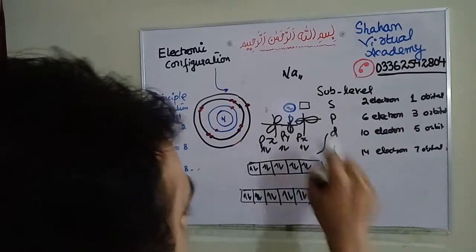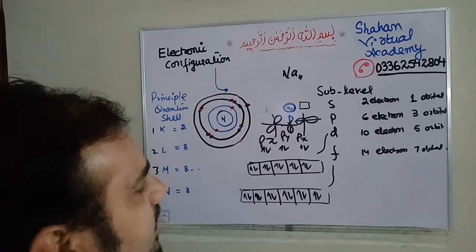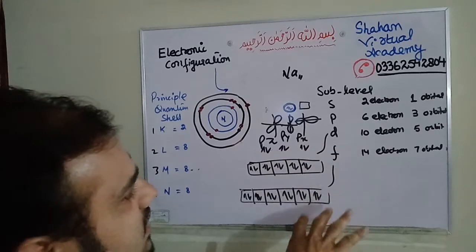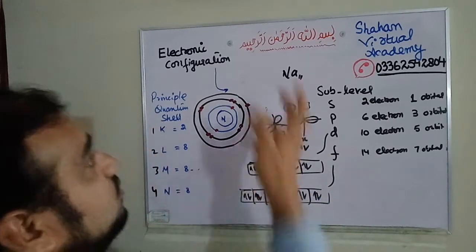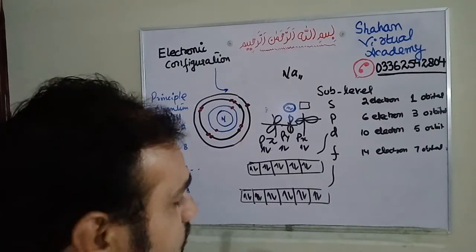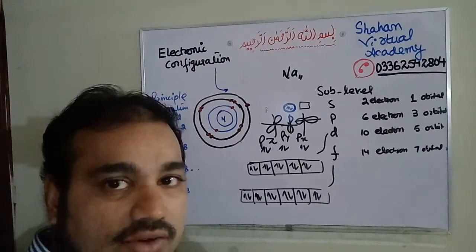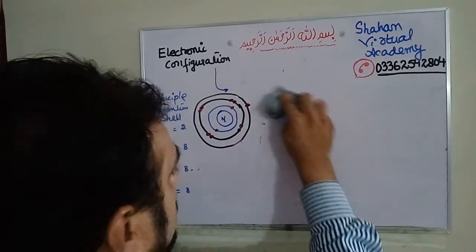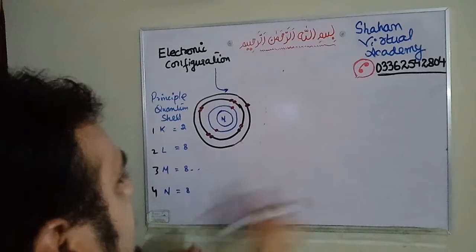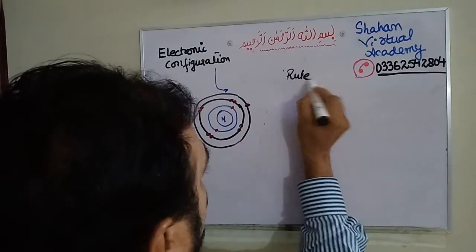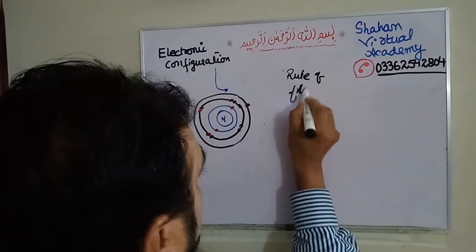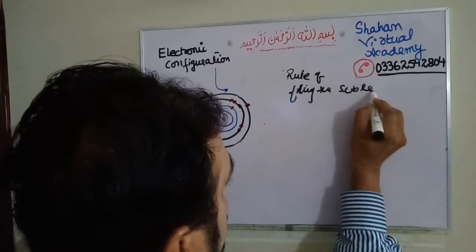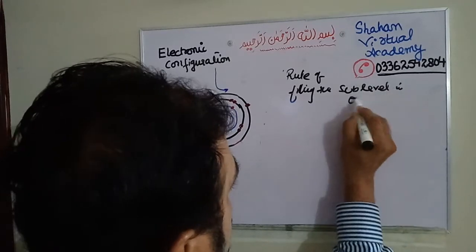Okay, so this is basically all about how these types of shells can overlap, and we just move on. We will now discuss the rules of filling the electrons in these shells. I'm talking to you about the rules of filling the sublevels in orbitals.